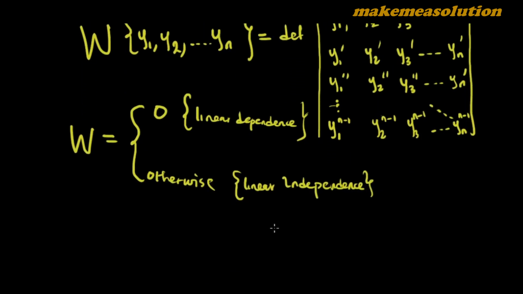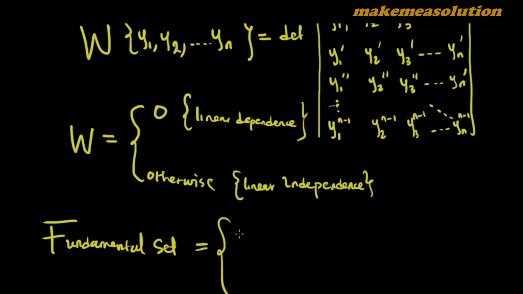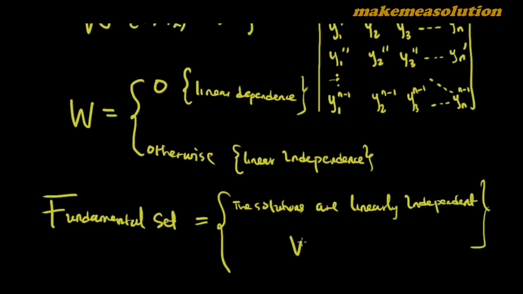So to connect the dots on today's lesson, we have now said that a fundamental set satisfies the following properties. First of all, the solutions are linearly independent. And since the solutions are linearly independent, their Wronskian is not equal to 0. Using these two criteria, you can tell if you have a fundamental set or not. So I'm going to solve one example and wrap up today's video.